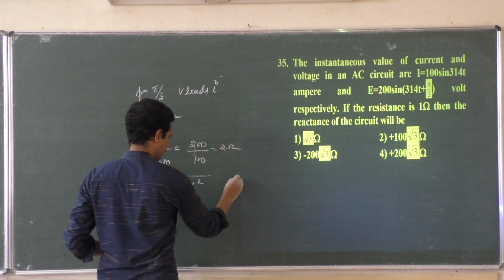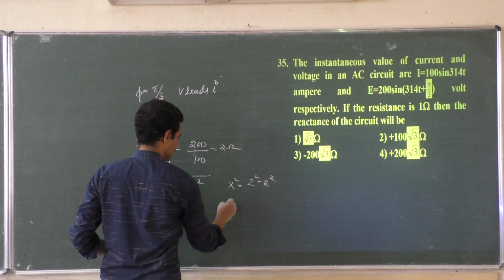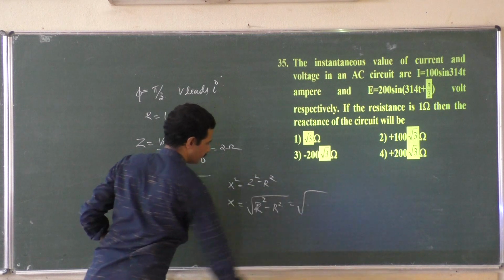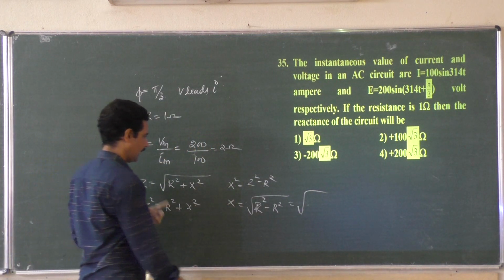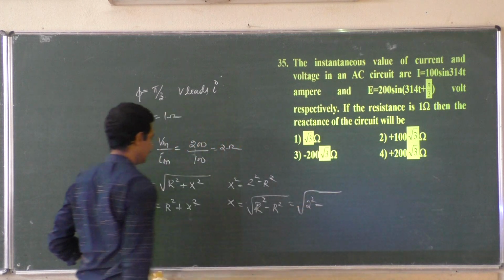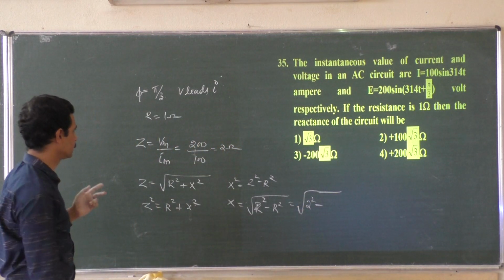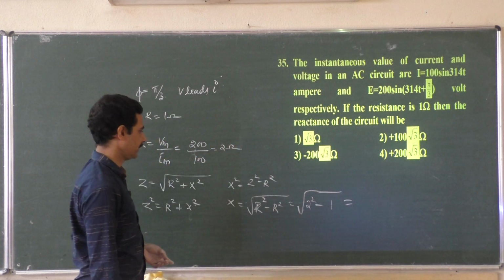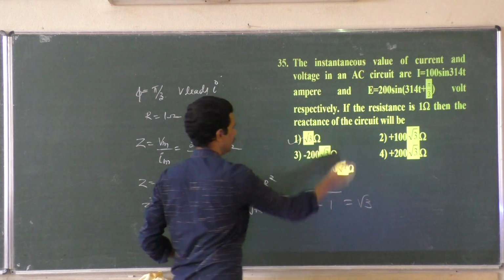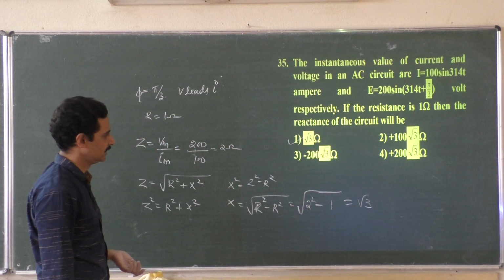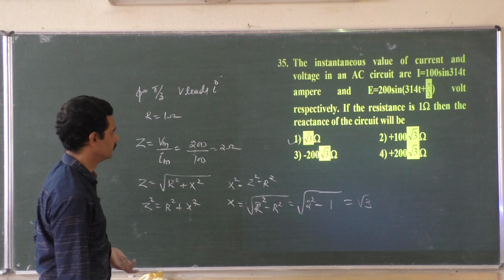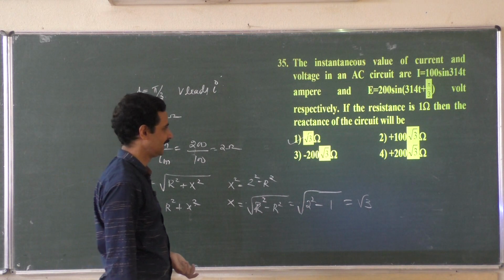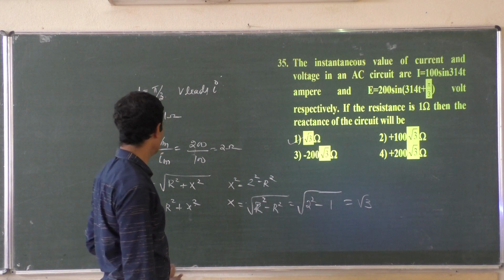What is X? X square is equal to Z square minus R square. X is equal to root of Z square minus R square. Root of 2 square minus 1 square, so 4 minus 1, root 3. Nothing else, isn't it? Why is it 100 root 3, 200 root 3 and all? Options, I get doubt. I think they are not needed. Just root 3, correct? Anywhere we have gone wrong?